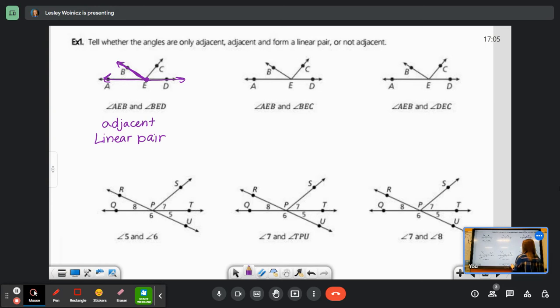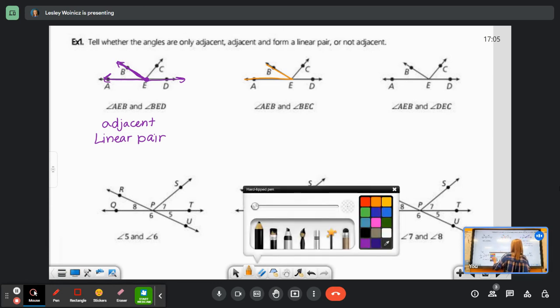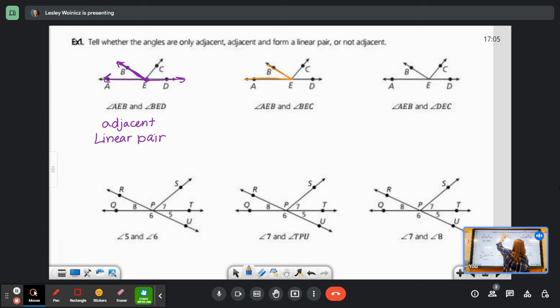Next, AEB and BEC. Let me do that in another color. You can see that they share the common ray BE, but they're not a linear pair, so these are only adjacent.